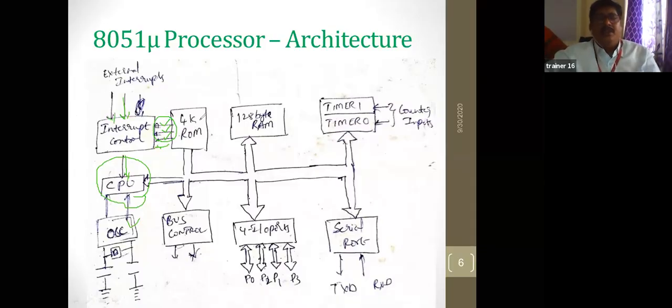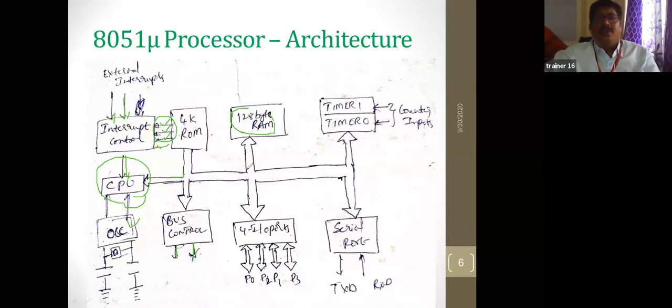And then next, this is a 4K ROM. 4K bytes, ROM, read only memory. Here is 128 byte RAM. Here I have not mentioned an arrow mark, but we have to draw one like that. And then this is the bus control. In the bus control, two ports are there. Now this section is over, and we are coming to the section of ROM and RAM. In the bus control, two ports are there.